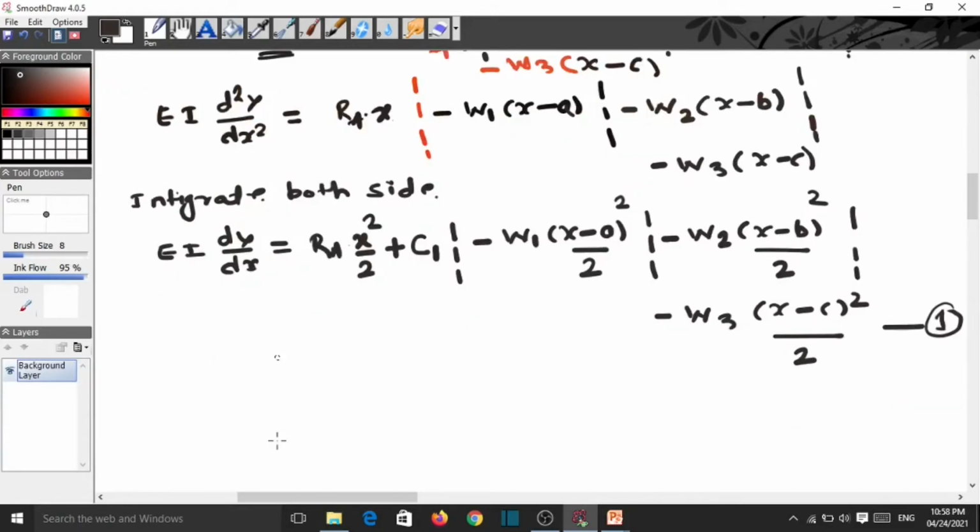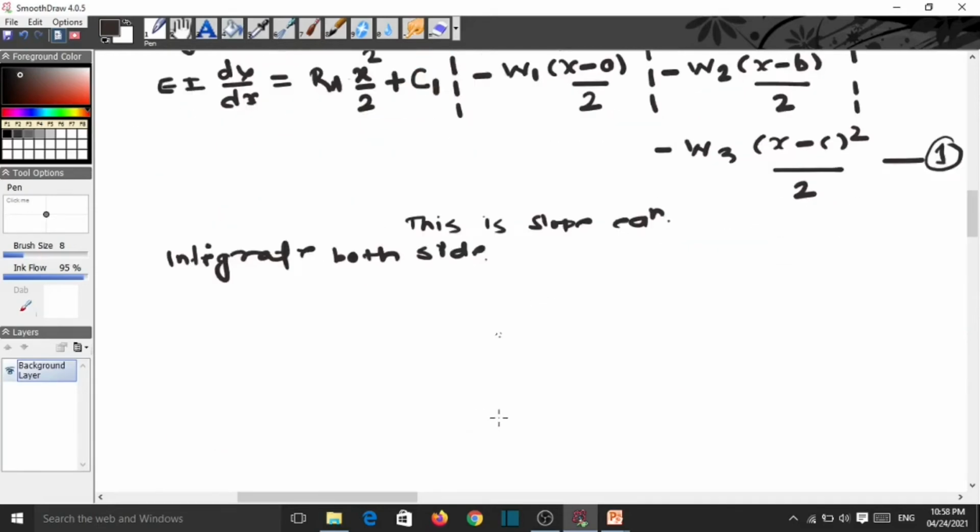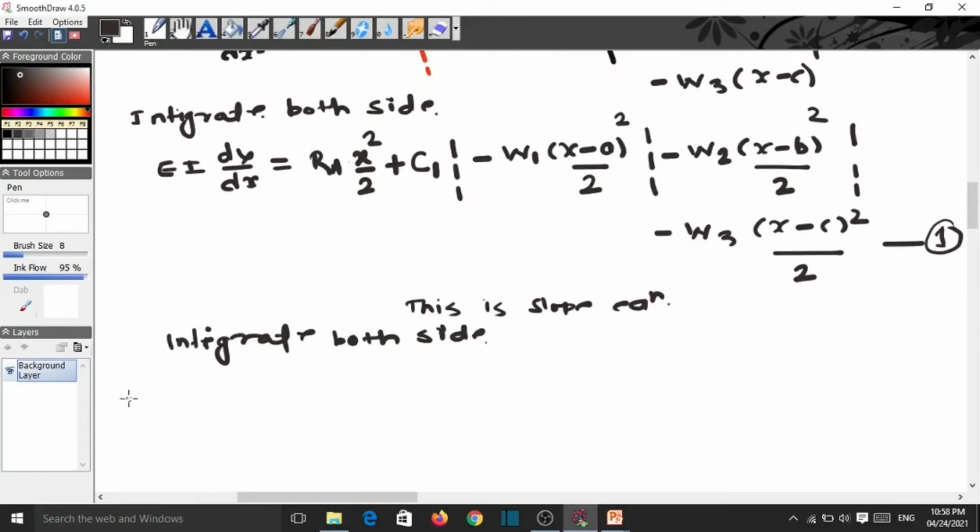Now again integrate both sides. What will happen? Again we have to integrate this equation. So this becomes EIY is equal to, now integrate this again.